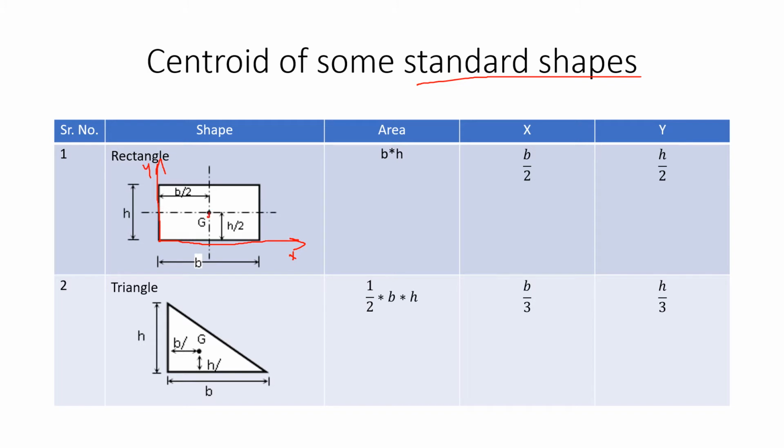As we know, centroid is nothing but the geometric center of the body. The distance of the geometric center or centroid from the y-axis will give you x, and the distance of the centroid from the x-axis will give you y. It's very clear. CG से जो y का डिस्टेंस है वो आपको x देगा, और CG से जो x का डिस्टेंस है सेंट्रोइडल एक्सिस का वो आपको y देगा.